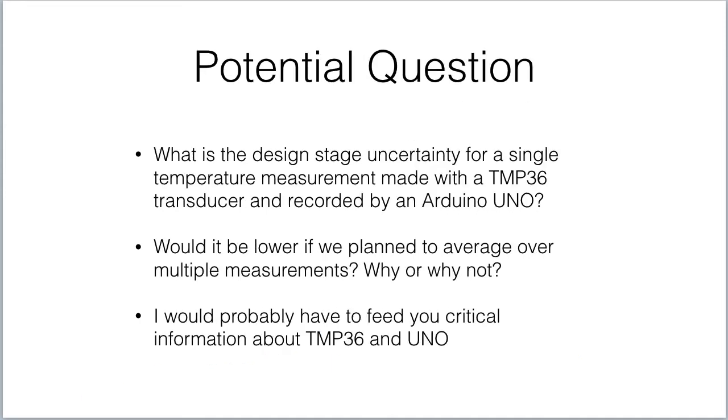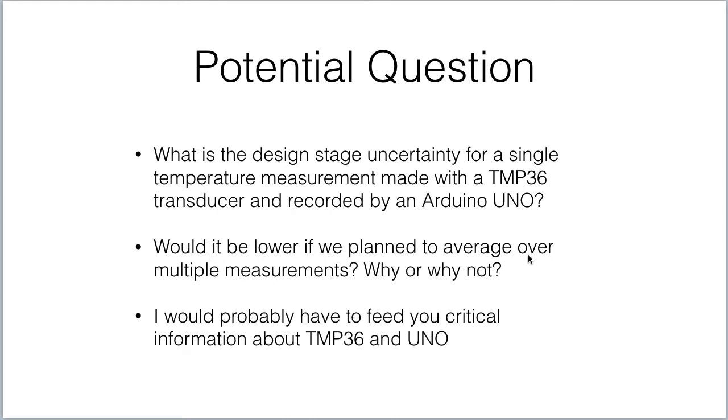So a potential question we might ask is, what's the design stage uncertainty for a single temperature measurement made with a TMP36 transducer and recorded by an Arduino Uno? Well, we take the resolution of our Uno measurement and we take the datasheet uncertainty of our TMP36, and we combine them with that square root of the sum of the squares formulation.